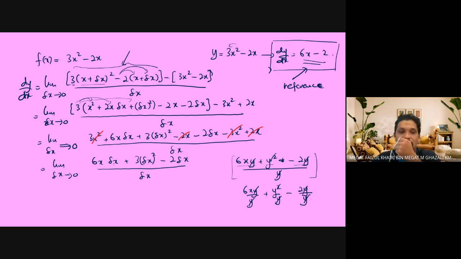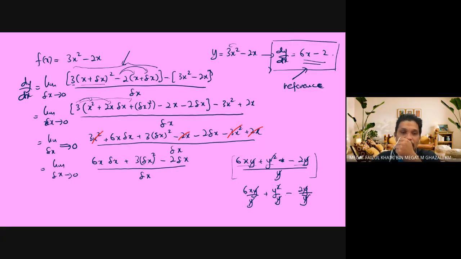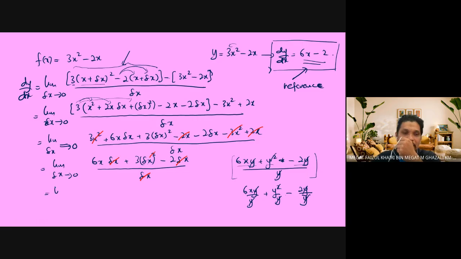So same thing goes to this one here now. One of the delta x, one of delta x here, and one of delta x divided by one of delta x. So then, limit of delta x approaching 0. So we got 6x plus 3 delta x minus 2. So 1, 1, 1 with 1 delta x left in, being eliminated.